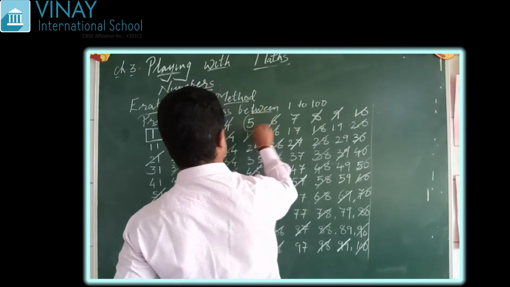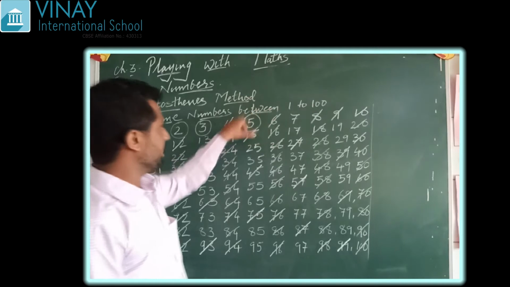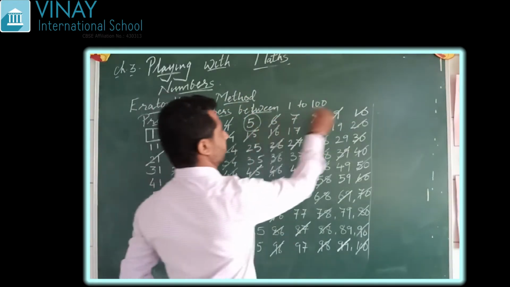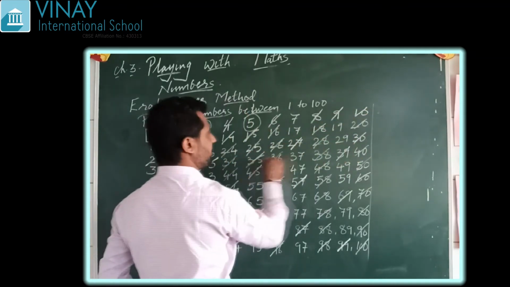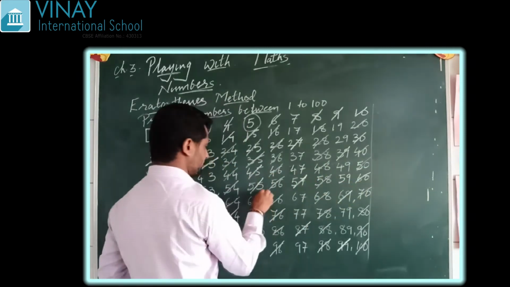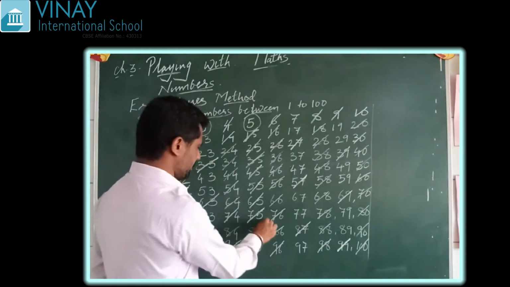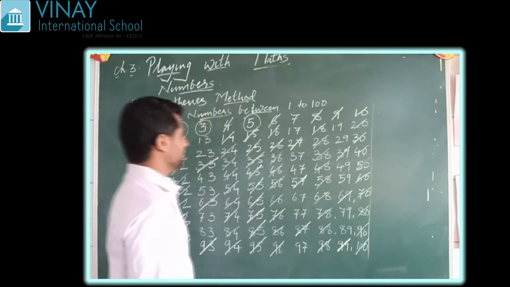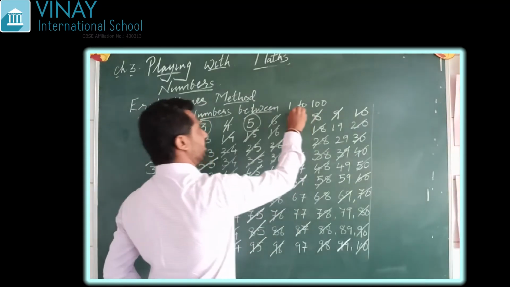Now again 5 is a prime number, so make a round around it and cut all the multiples of 5. That is 5, 10, 15, 20, 25, 30, 35, 40, 45, 50, 55, 60, 65, 70, 75, 80, 85, 90, 95 and 100. Now moving toward the next number, 7 is our prime number.